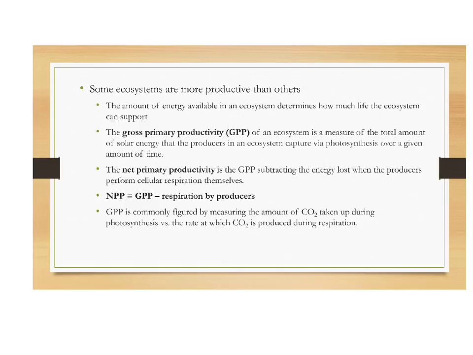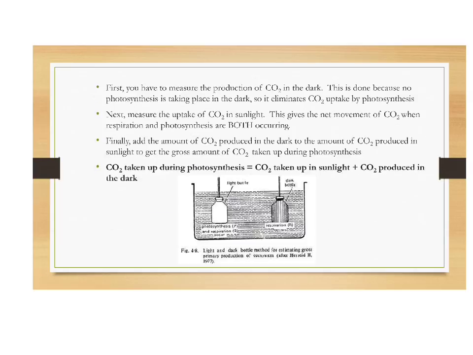GPP is commonly figured by measuring the amount of carbon dioxide taken up during photosynthesis versus the rate at which carbon dioxide is produced during respiration. We're going to talk a little bit about how that's measured, because it's one of the things I told you needed to know, and it's on that BioZone worksheet, where we're talking about the bottle that was light colored and the bottle that was dark colored, and you understanding what that experiment was about. All right, so this is the experiment I was referring to when I was talking about this in class and saying I was going to talk about it in the presentation.